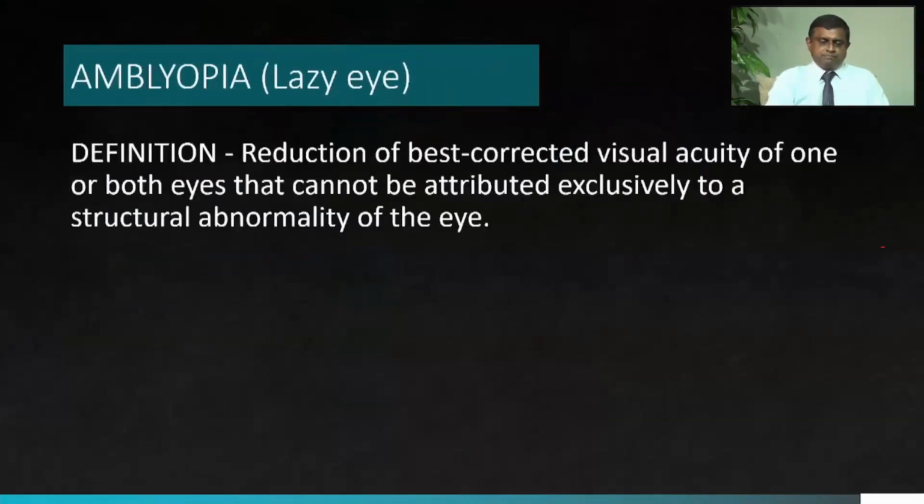So what is amblyopia? The definition is reduction of best corrected visual acuity. That means we have to correct the vision. We have to give glasses, or if there is any pathology, we have to treat the pathology appropriately before diagnosing amblyopia or lazy eye. So it's not a lay term, it's a proper medical term. So you have to correct the vision and see whether there is an improvement or not. So reduction of best corrected visual acuity of one or both eyes that cannot be attributed exclusively to a structural abnormality of the eye.